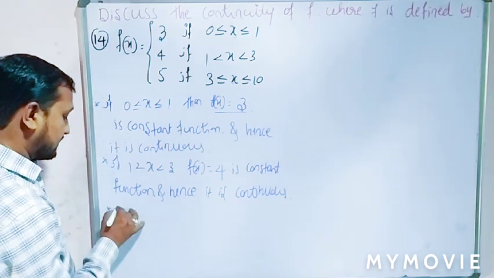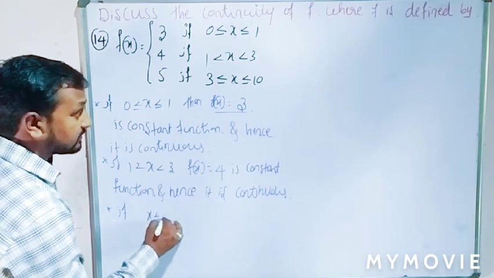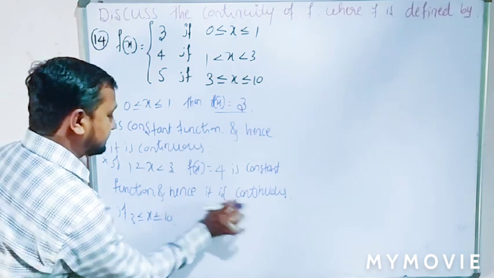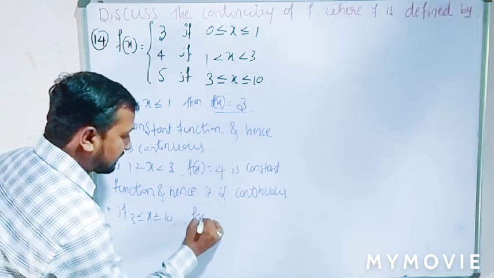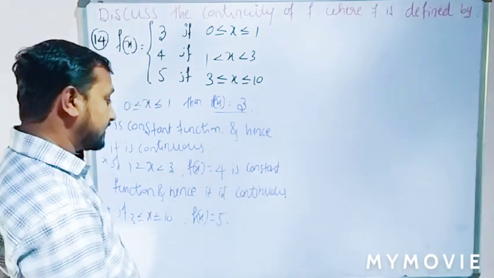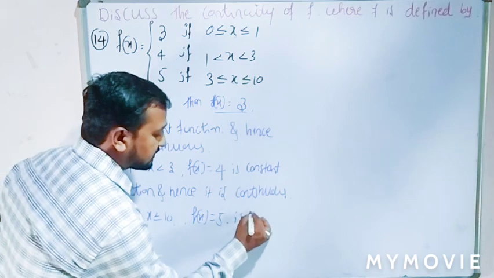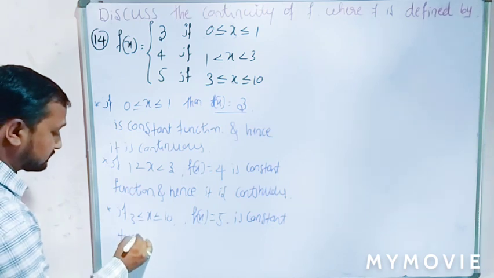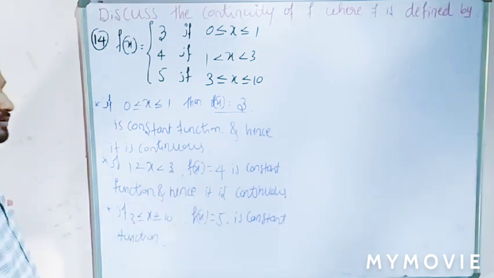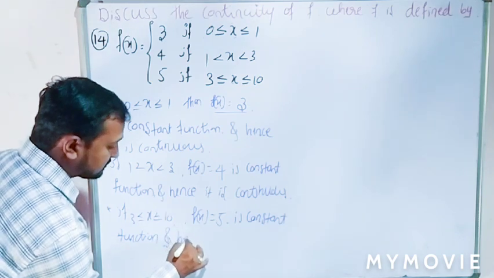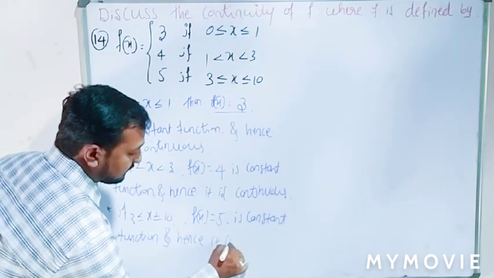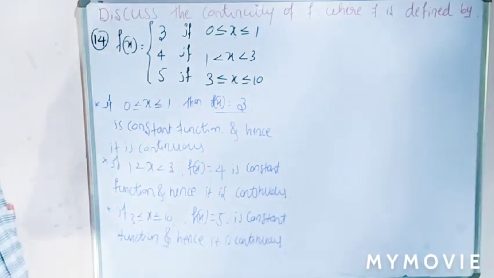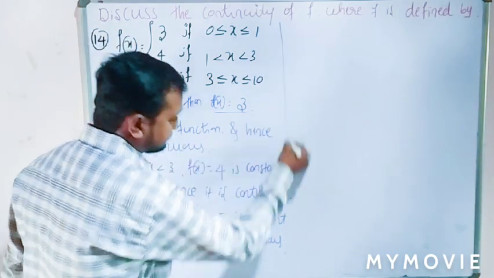So the last one is, if x lies between 3 to 10, closed, what is your f of x? Your f of x should be 5. F of x equal to 5 is a constant function, and hence it is continuous function. Is that clear? So the first part is over.